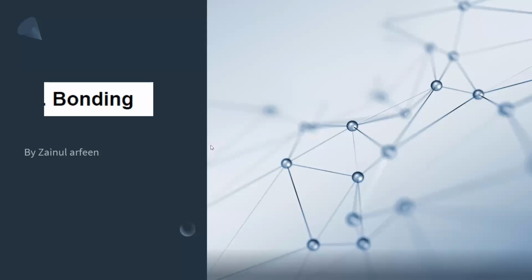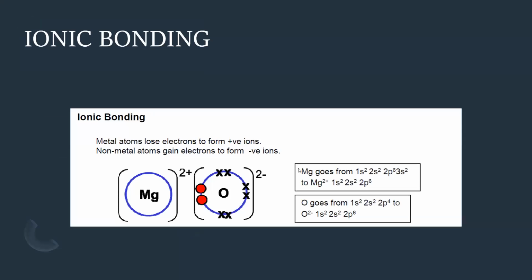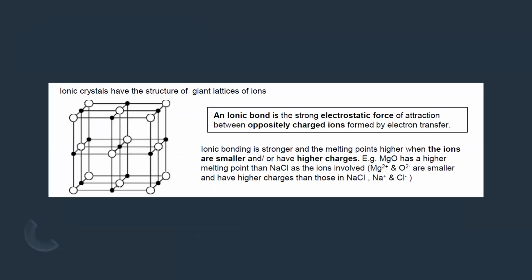So, bonding and structure. In the last session, we started with ionic bonding, the bond which is formed by a complete transfer of electrons between the metal and the non-metal. The metal tends to lose electrons whereas the non-metal tends to gain electrons, and the electrostatic attraction between the ions is known as the ionic bond. And these ions arrange themselves in a regular pattern or structure which we call a lattice.